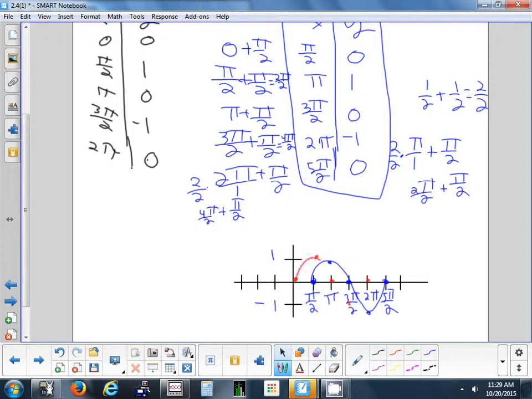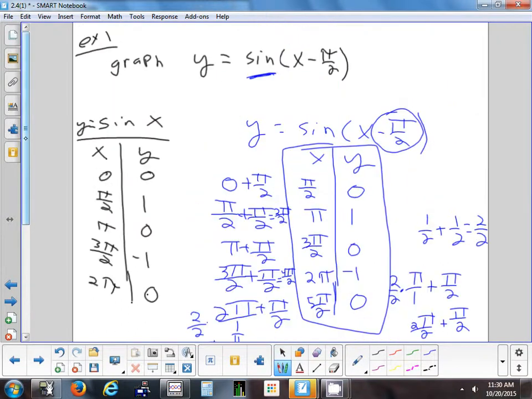Not yet. Okay, in red, that's the original. In blue, that's the new one. It's been shifted to the right by pi over 2. And that's exactly what should have happened. Anytime you do a minus, it should shift right.